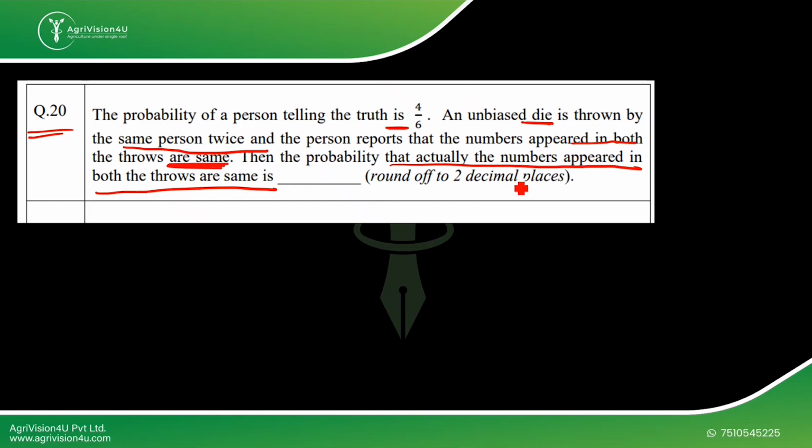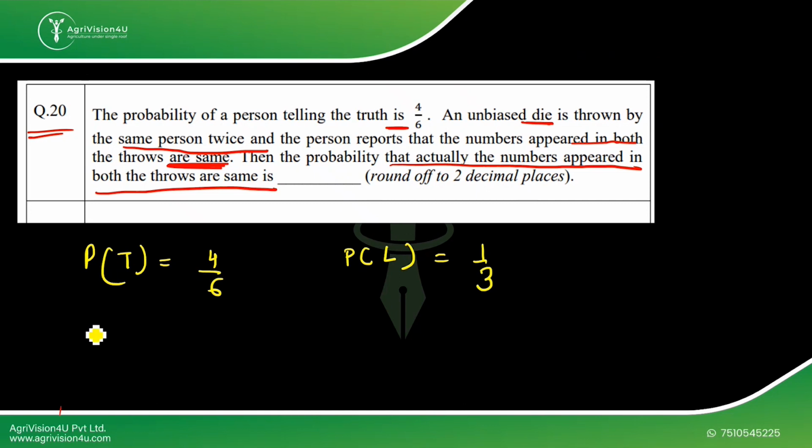First of all, let's write what probabilities are given to us in the question. First is the probability of telling the truth is 4 by 6. So the probability that he is not telling the truth, or he's lying, will be 1 minus 4 by 6. That will be 1 by 3, right?